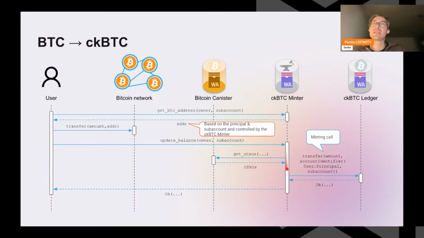So once the CKBTC minter saw that there are new UTXOs associated with that address, it will then mint the appropriate amount on the CKBTC ledger to a so-called account identifier, and that is basically a combination of the owner sub-account pair here. So basically, it then gives you CKBTC on your ICP address, so to say. And then it says, okay, you got the funds. And that's it.